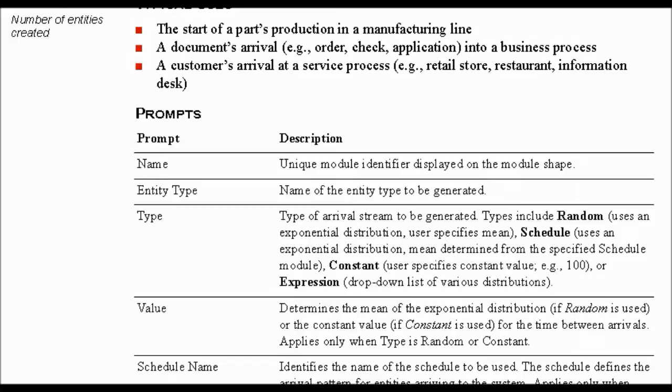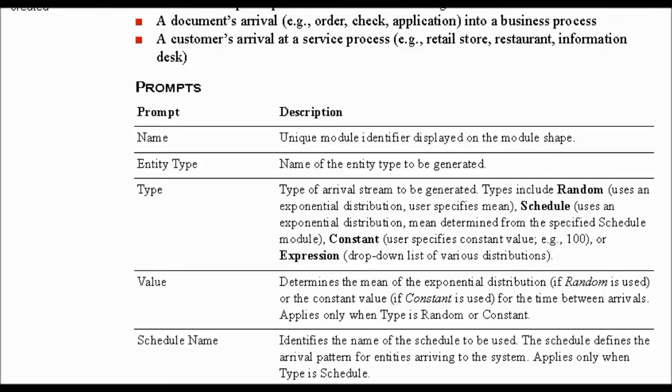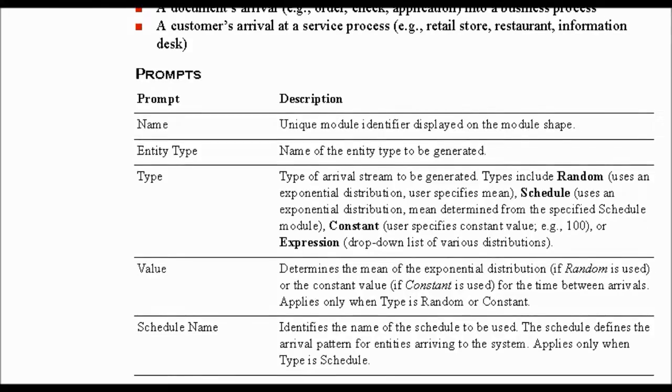For schedule, the mean is determined from the specified schedule module. Constant: the user specifies a constant value, e.g., 100, or expression. Also a drop-down list of various distributions. Value determines the mean of the exponential distribution if random is used, or the constant value if constant is used, for the time between arrivals. Applies only when type is random or constant.